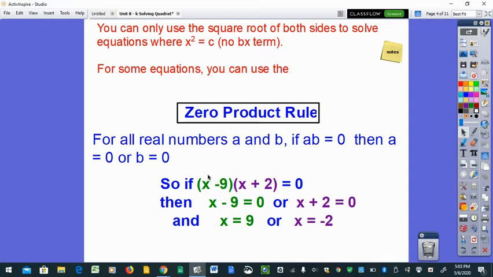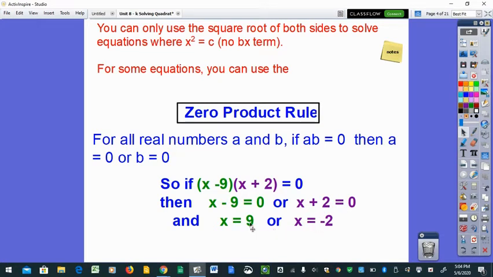Notice that I've got something in green and something in purple. Green times purple equals 0. That means that either the green has to be 0 or the purple has to be 0, because I have two things multiplying to 0. One of them has to be 0. Hey, this is a silly one-step equation. Just add 9 to both sides, x equals 9. This is a silly one-step equation. Subtract 2 and I get x equals -2.